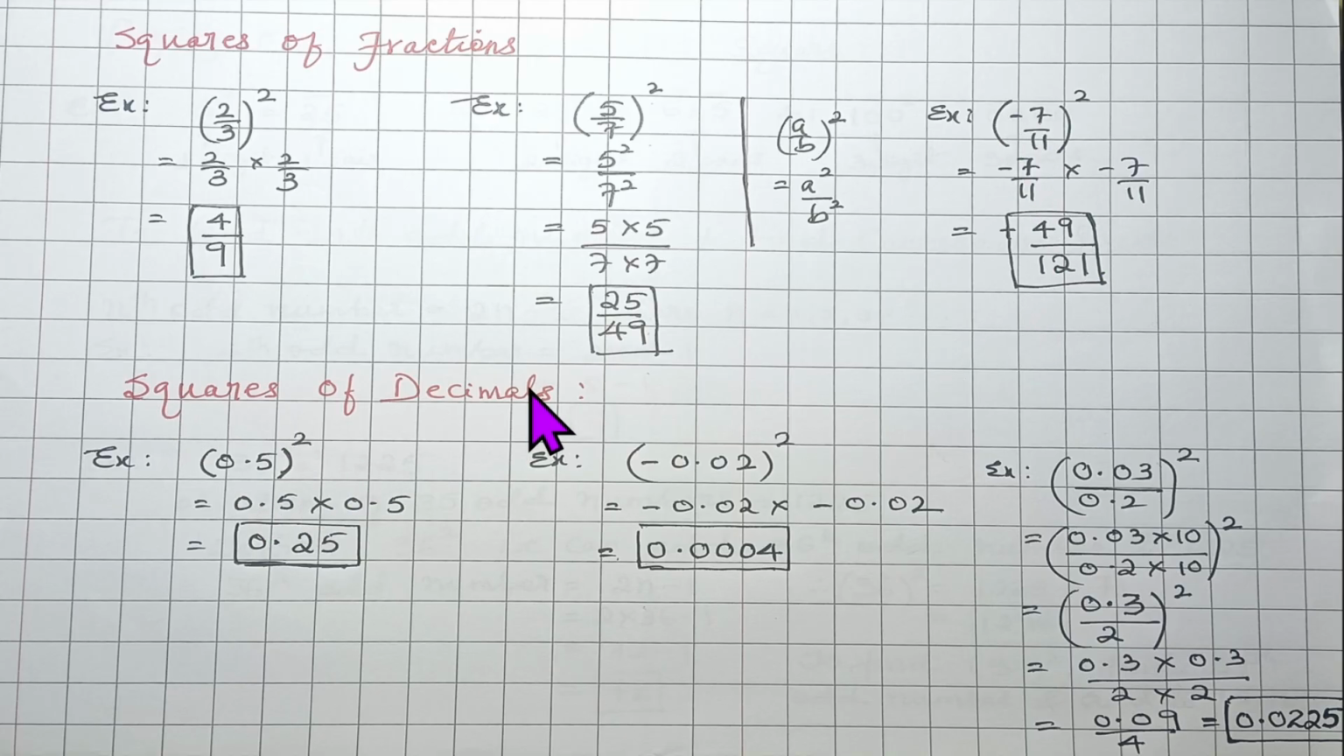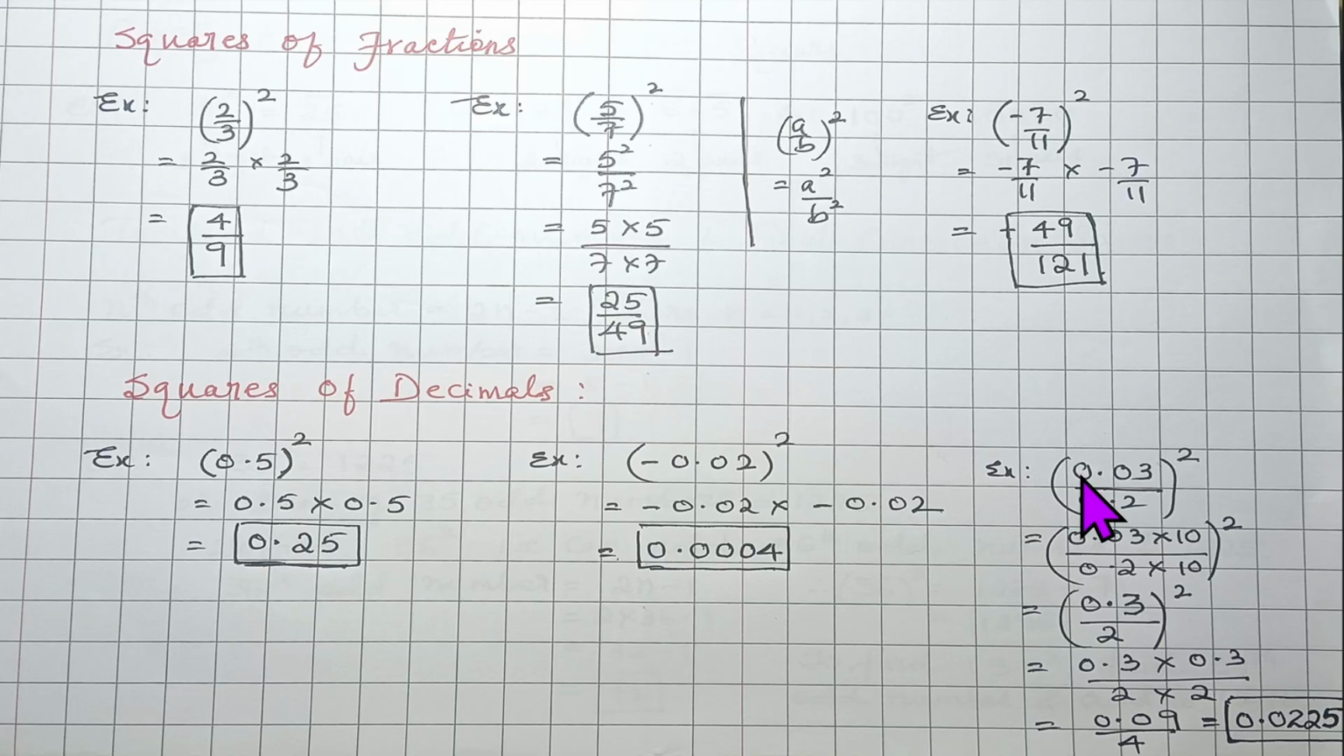Now coming to the squares of decimals, 0.5 square will be simple, forget the decimal. 5 square will be 25. The number of decimal places will be 2 places. So 5, there are 2 places. Just put the decimal point after 2 places. The answer is 0.25. Or else multiply 0.5, 0.5. Then next one is minus of 0.02 square, but naturally minus square will be plus, and 2 square is 4. Now after 4 places put the decimal point, 1, 2, 3, 4 decimal point. So that is the answer for 0.02 square.